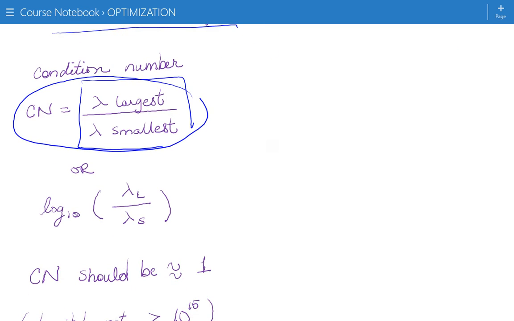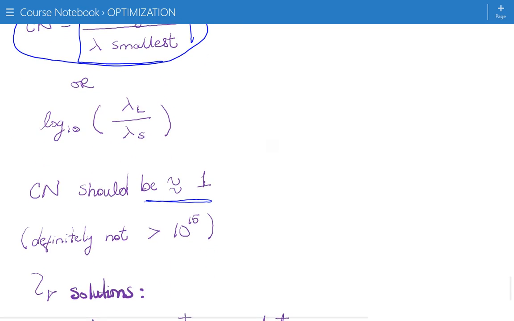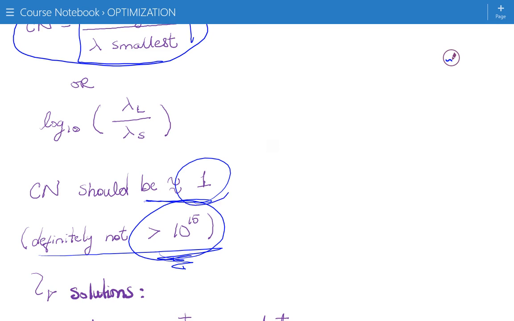And you want essentially the condition number to be approximately 1. Okay? And you definitely do not want it greater than 10 to the 15. I'll explain why this is the case in another lecture. But at this point, this is very bad for a number of reasons, and this is really what you're looking for. You're looking for them to be just about the same. That way, not one of them dominates the other when it comes to trying to search.